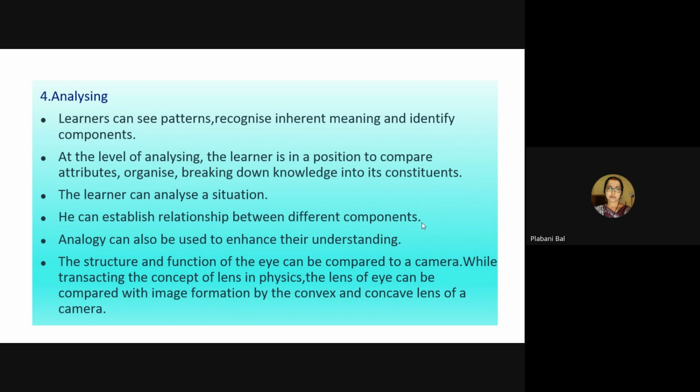So the structure and function of the eye can be compared to a camera. While transacting the concept of lens in physics, the lens of the eye can be compared with the image formation by the convex and concave lens of a camera. That means this is your extension part. You are extending your content to a different area, so that the students can link the concept. When the student is able to link, then only learning will be possible.